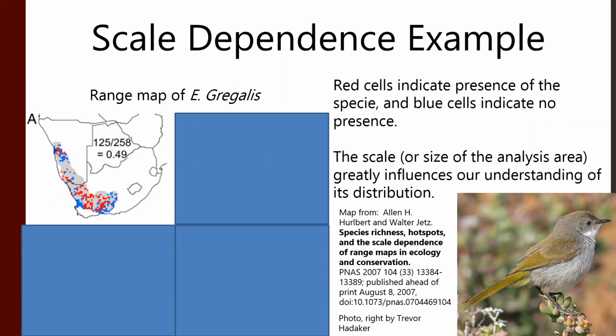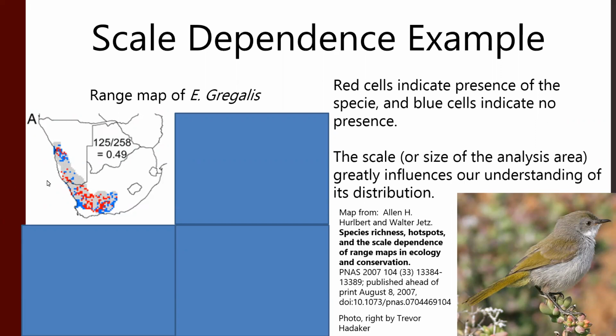There's box A, range map E. gregalis. In this range map, we can see that 125 of the 258 pixels sampled across E. gregalis's range here have the bird. Red cells, it's there, hanging out, being cute. Blue cells, it's not. This could be a big concern. We sampled a large portion of its range, its expected range, its historic range, and it's missing. This is a bad idea.